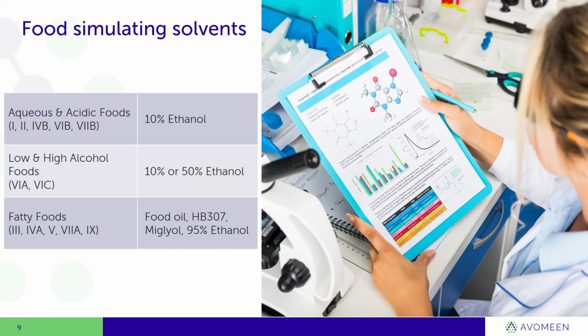Food simulating solvents. This is from the CFR. It's also from the Food Contact Notification Chemistry Guidance. But for aqueous and acidic foods, you typically use 10% ethanol. For low and high alcohol foods, 10% or 50% ethanol. And for fatty foods, you can use 95% ethanol in most cases, but there are times that 95% ethanol won't work, and you have to use food oil. An analytical chemist will tell you the last thing he wants to do is analytical chemistry in oil. But sometimes it's unavoidable. And I'll give you an example of the time that it was unavoidable.